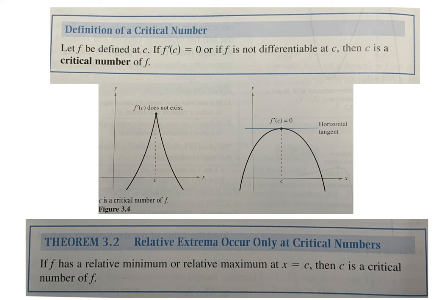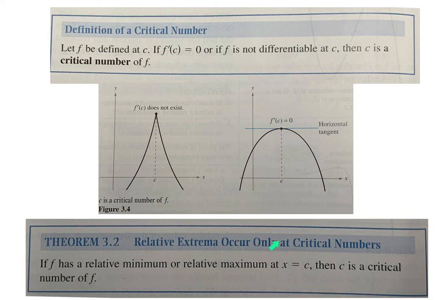But f' is defined if the first derivative, that's what this little hash mark means, equals 0, or if it is not differentiable, the first derivative is undefined at c, then c is a critical number. So if I get my first derivative and set it equal to 0, I will find critical numbers. Or if I ask where is my first derivative undefined, that will also be a critical number, all right?